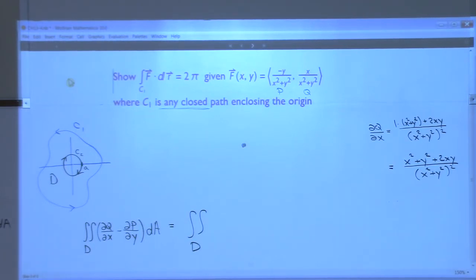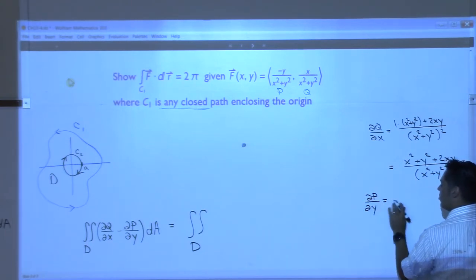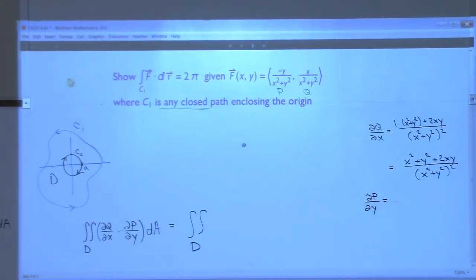Yeah. Now, let's find the partial of P with respect to Y. So that means derivative of the top, right? With respect to Y, which is negative 1, right? Times the bottom.